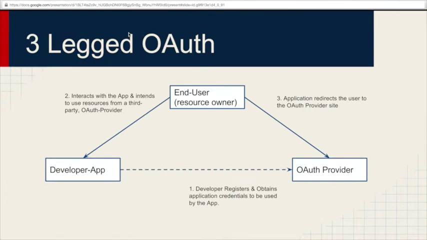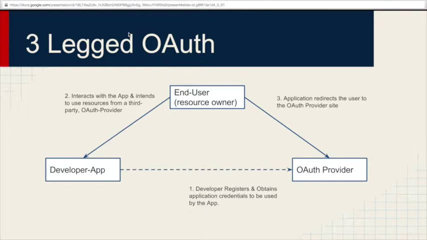In a three-legged OAuth, of course there are three parties, that's why it's called three-legged OAuth. First, the end user, who is the resource owner, then the OAuth provider, who also in this case protects the end user resources or holds the resources on the end user's behalf, and then the developer application, which accesses these end user resources after obtaining the end user's consent.